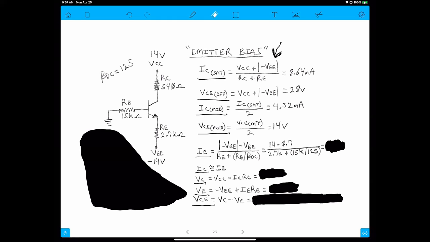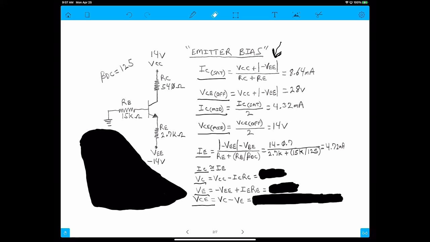So VBE is our base to emitter. That's where the diode is. So that is our 0.7, has not changed. If we put those values into our formula, we have 14 minus the 0.7, and then all of that's divided by the 2.7K, which is our RE. Our RB value was 15K, and our beta DC that I gave you for the gain for the transistor was 125. If we put those values into our formula, we come up with 4.72 milliamps.